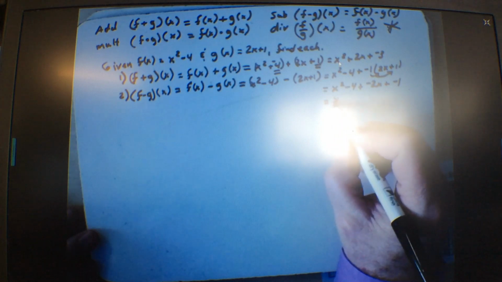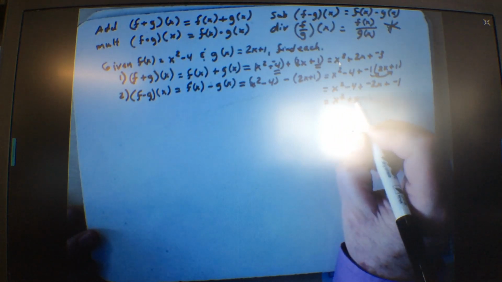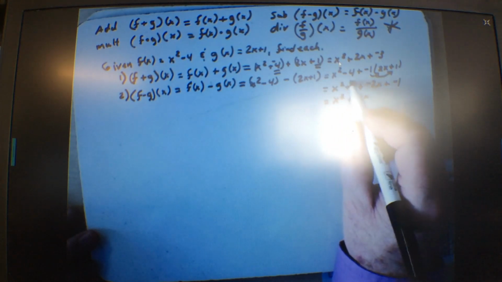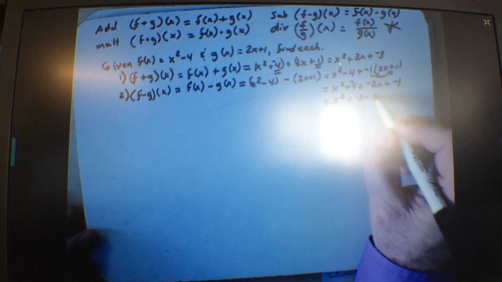Adding like terms, I get x squared, plus a negative 2x, and I'm going to put the negative 4 and a negative 1 is plus a negative 5.